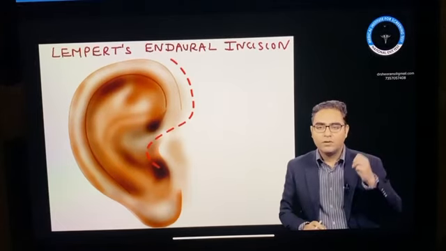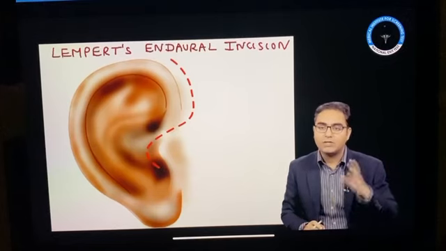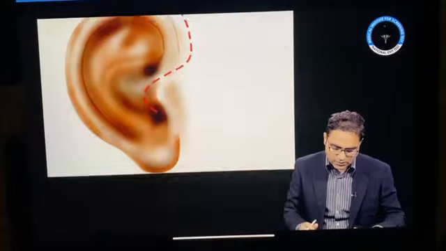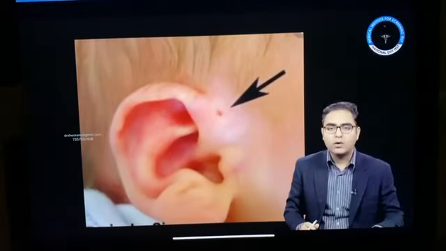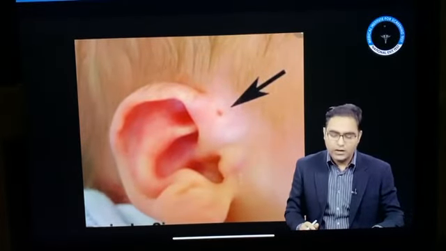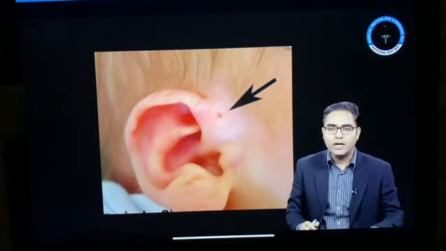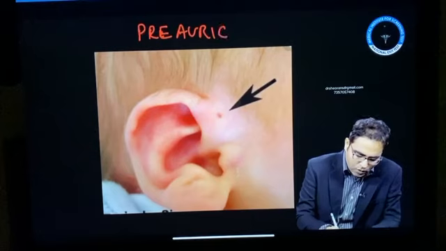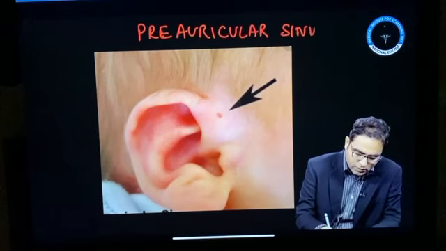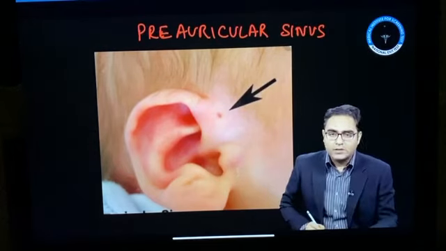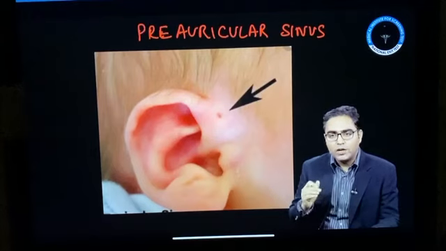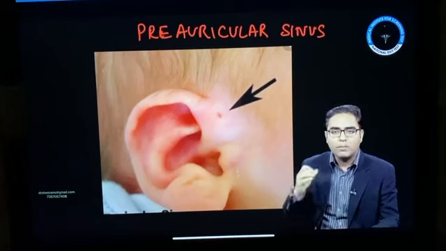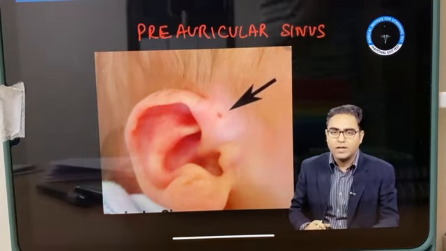If the union of first arch and second arch is incomplete, it will lead to a congenital disorder called preauricular sinus. I repeat, if this union of first arch and second arch is incomplete, it will lead to a congenital disorder called a preauricular sinus. Can you see the black arrow over here?